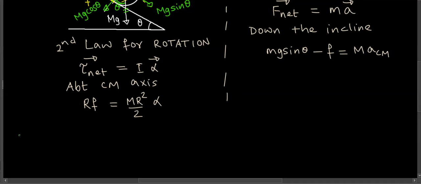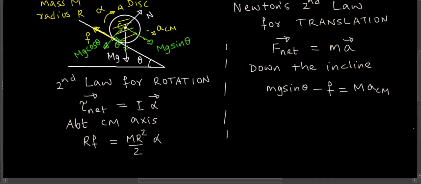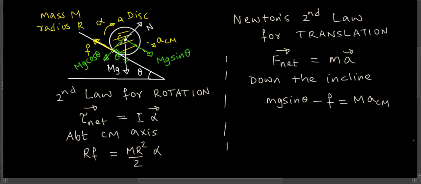So N is equal to mg cos theta. So let's put that, because perpendicular to the incline, the disk is not going anywhere. So that is another equation that we might need. So we'll put that down here. So perpendicular to the incline, it has no acceleration. So A is 0. So we can say normal balances.